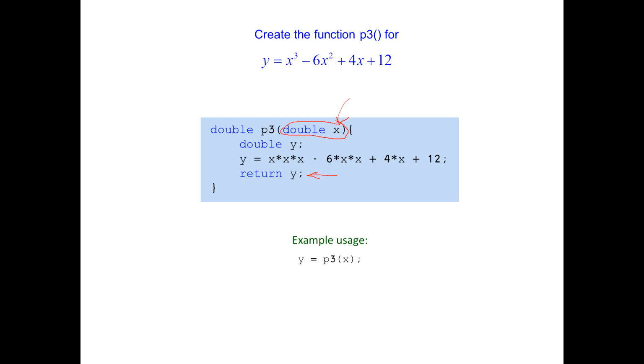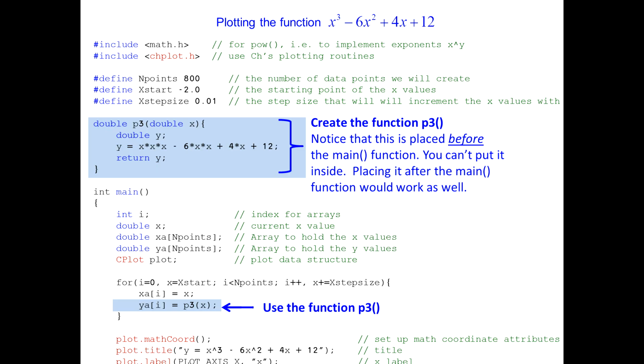And what is being returned is a double precision floating point, or a double. Okay. And how we would actually then use this function is this example here, where we're just saying use the function P3, and we'll just send a value x in there and get the result back. All right, so how do we actually use this in our program?